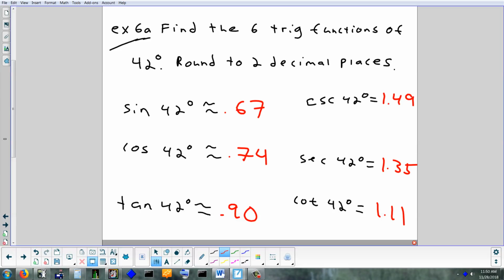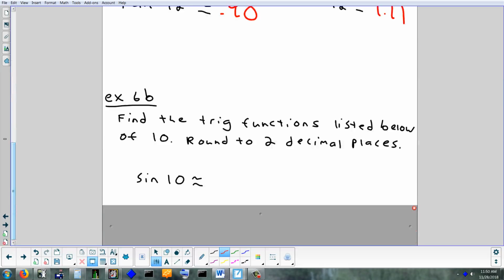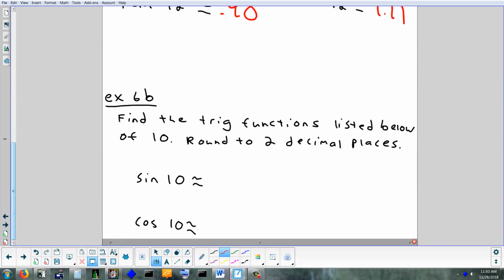Any questions on that? All right. Let's just do the first two, the sine and the cosine. How would you read this problem? Sine of 10 radians? Yes, sine of 10 radians.